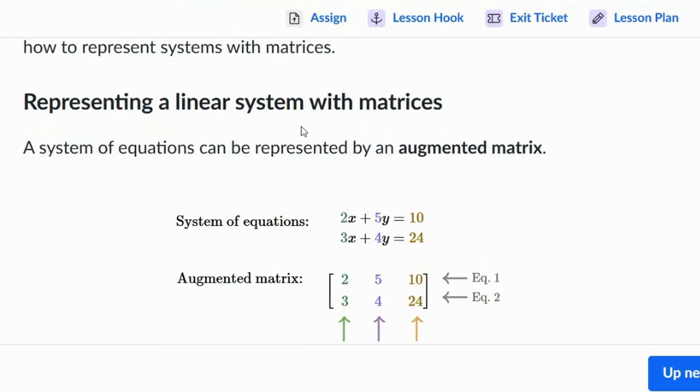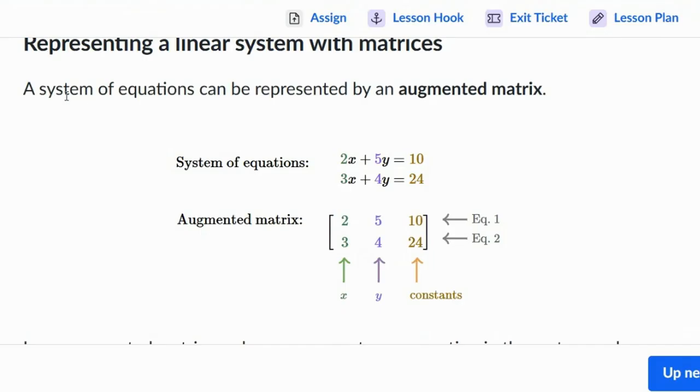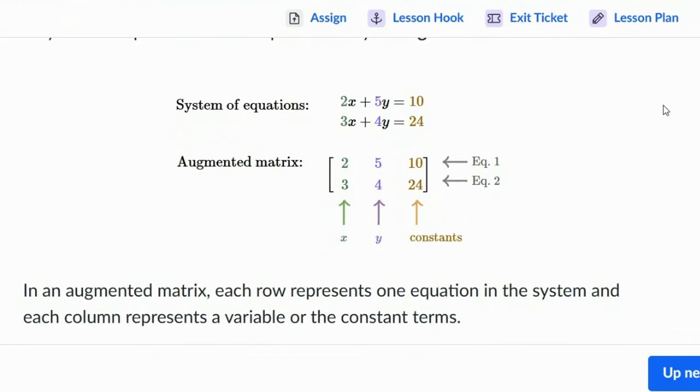Representing a linear system with matrices. So a system of equations, which we looked at before, in Algebra 2, I know you looked at this, but we haven't spent much time on this. But we know what a system of equations is. You've got two equations that have the same variables, and you're trying to solve to find what x and what y would make both of these true. Well, we can use matrices to do that.